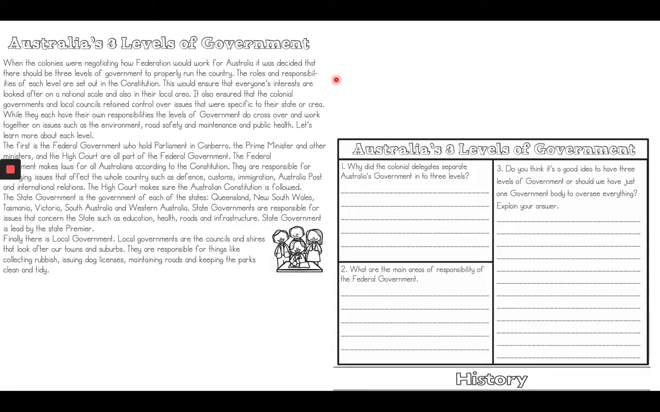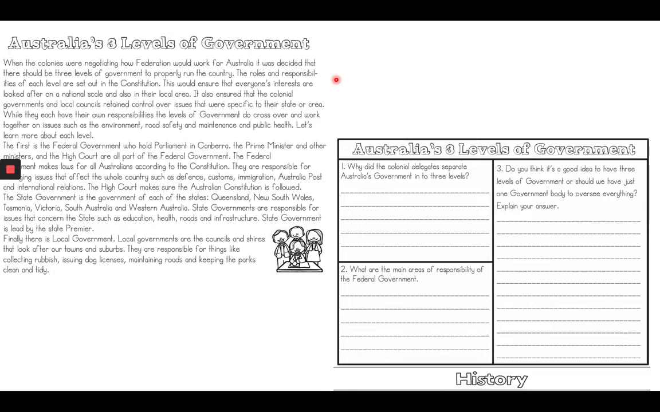It also ensured that the colonial governments and local councils retained control over issues that were specific to their state or area. While they have their own responsibilities, the levels of government do cross over and work together on issues such as the environment, road safety and maintenance, and public health. Let's learn more about each level. The first is the federal government, who hold Parliament in Canberra. The Prime Minister and other ministers and the High Court are all part of the federal government.